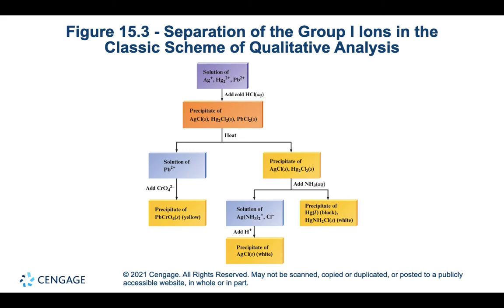Now we've only done the scheme for group 1, so there would be a similar scheme for the group 2 ions that you had separated out, and the group 3 ions that you separate out, in order to separate those further into different containers and then test for the presence of the different ions.